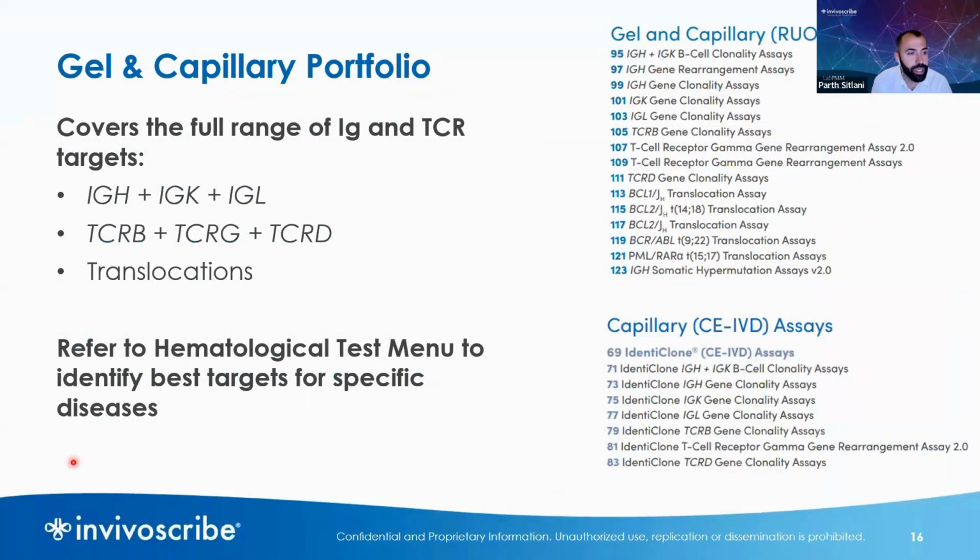So now to quickly get into the Invivoscribe portfolio portions, especially as it relates to the gel and capillary electrophoresis assays. So Invivoscribe has a full range of products for immunoglobulin and T-cell receptor targets. That includes the Ig heavy chain, Ig kappa chain, and lambda chain, as well as for T-cell receptor, we have beta, gamma, and delta assays available, and the translocations that are very common in heme malignancies, such as BCL1, BCL2, BCR-ABL, and PML-RARA.